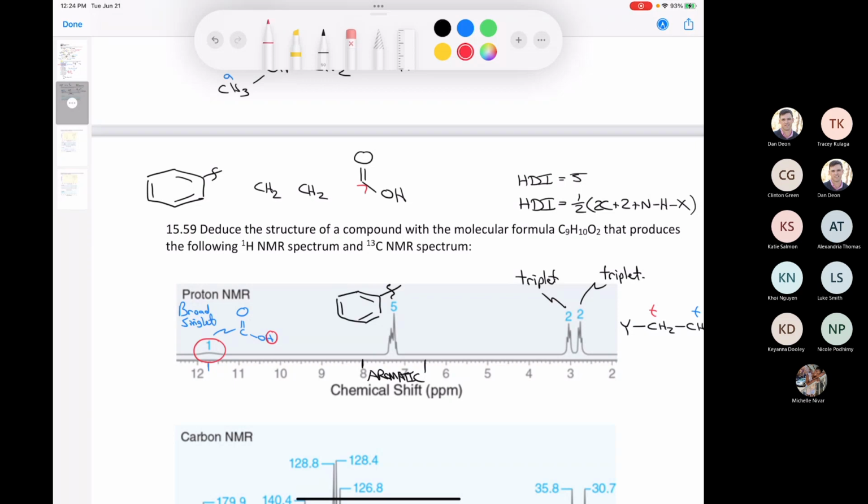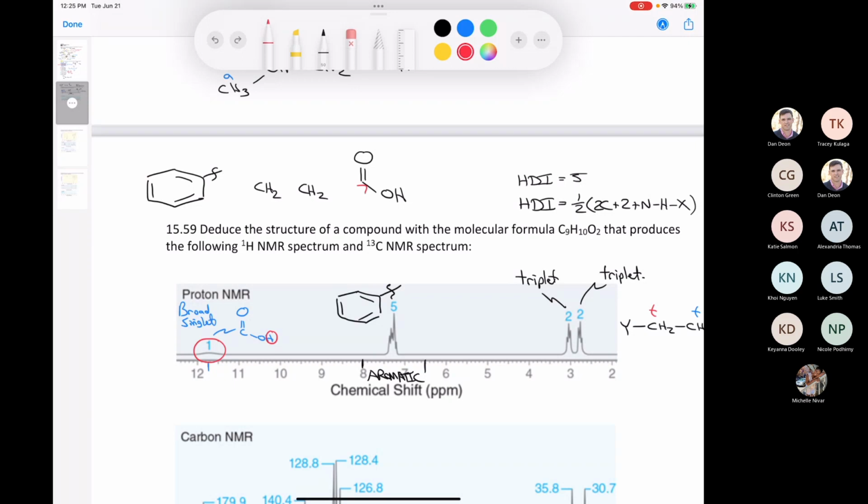In our aromatic ring, we have 5 hydrogens. Here we have a total of 4 hydrogens. And here we have 1 hydrogen. 5 plus 4 plus 1 gives us 10. Now we've taken care of everything just by looking at the proton NMR spectrum. We didn't even have to look at the carbon yet, and we've basically figured out the entire structure of the molecule.